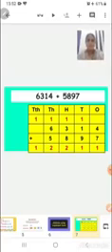Children, it's a normal addition sum. 6314 plus 5897. Now here we are going to add it. After adding, we get the answer as 12,211. Now we have already learned how to add the numbers. Now let us see how to add the numbers using expanded form.